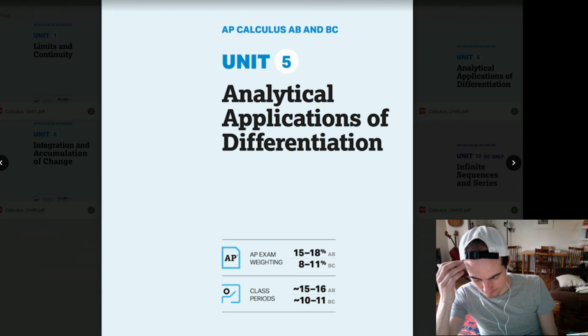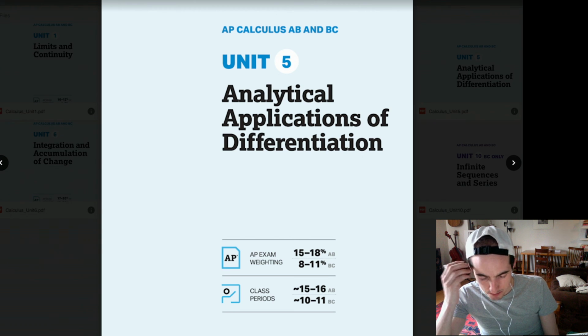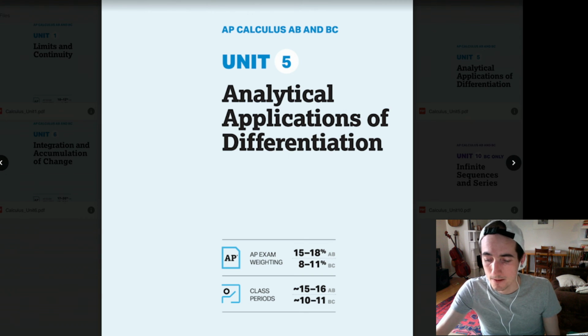We are BC. Yeah, we have all the units. But there's almost no difference between AB and BC this year. The only difference is sequences and series. Yeah, the only difference between AB and BC this year is the inclusion of sequences and series.